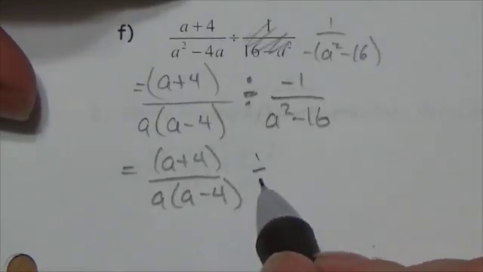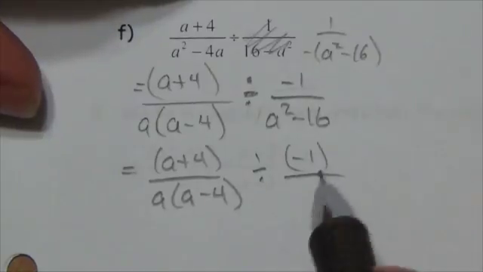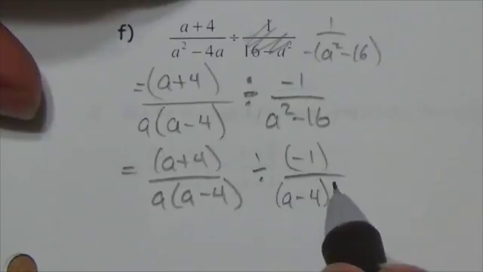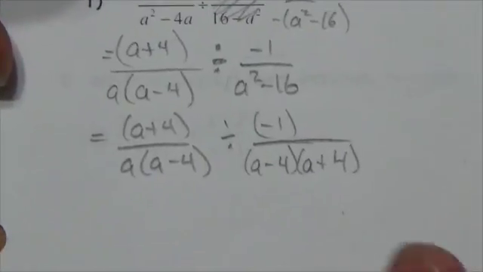Now, this is going to be divided by -1. I'll put that in brackets so that we don't confuse that with subtraction at this point. And this will be a minus 4, a plus 4. That's so much easier to look at here.